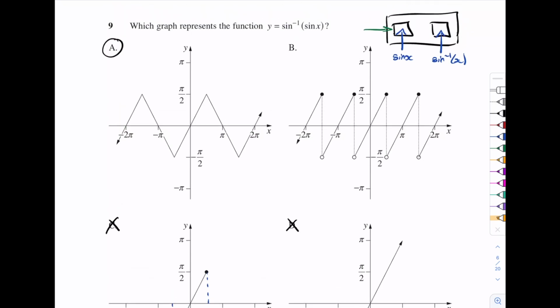Okay, both of these now, A and B, have periodic natures. How do I determine which one's correct? One way that you could do that is by having a look at the gradient of this thing, because you can see obviously their gradients are different.